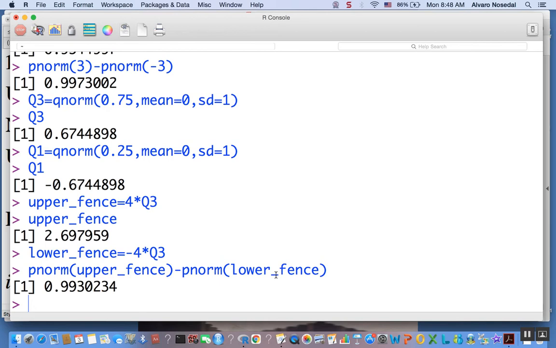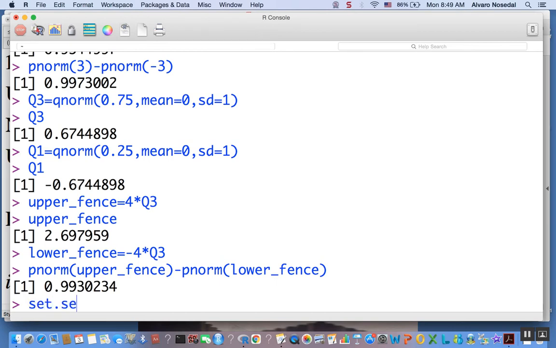Let's test drive the 1.5 IQR rule. What we're going to be doing next is a simulation. We're going to generate a sample of 1,000 numbers coming from normal 0, 1 and see how this rule works in practice. Okay, so first let me show you something.